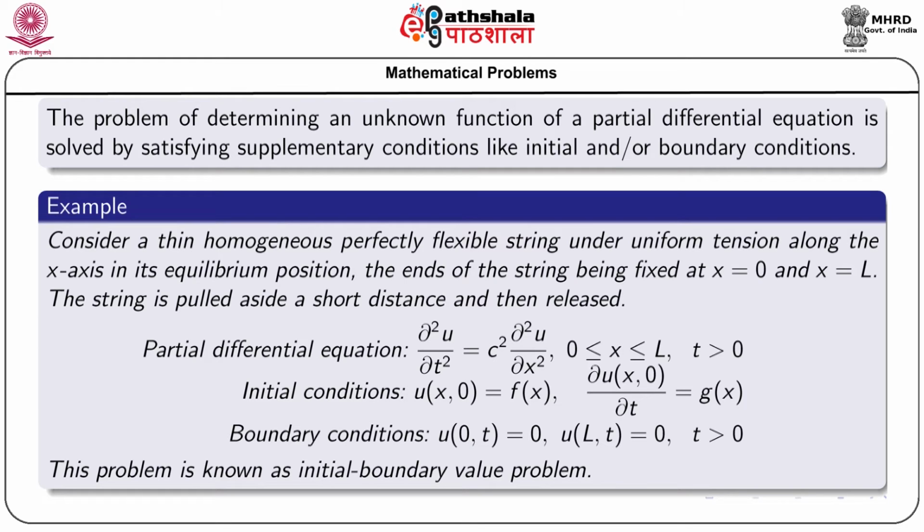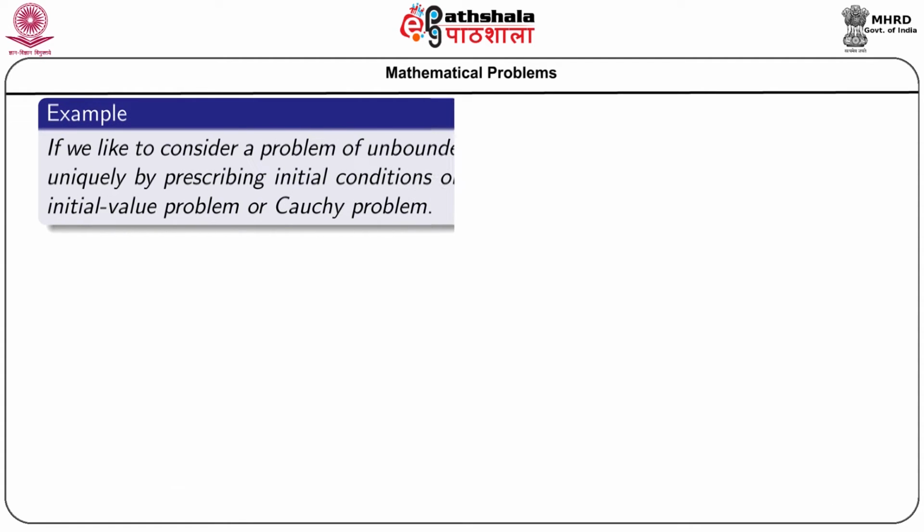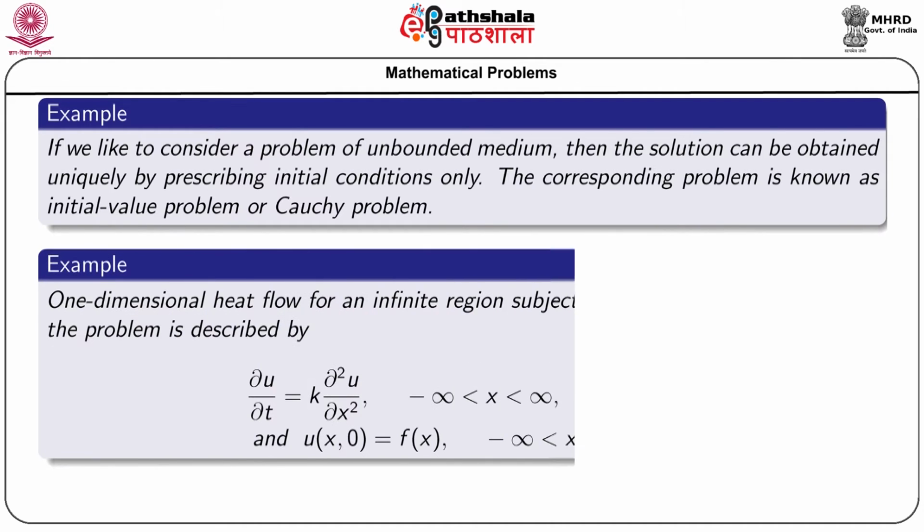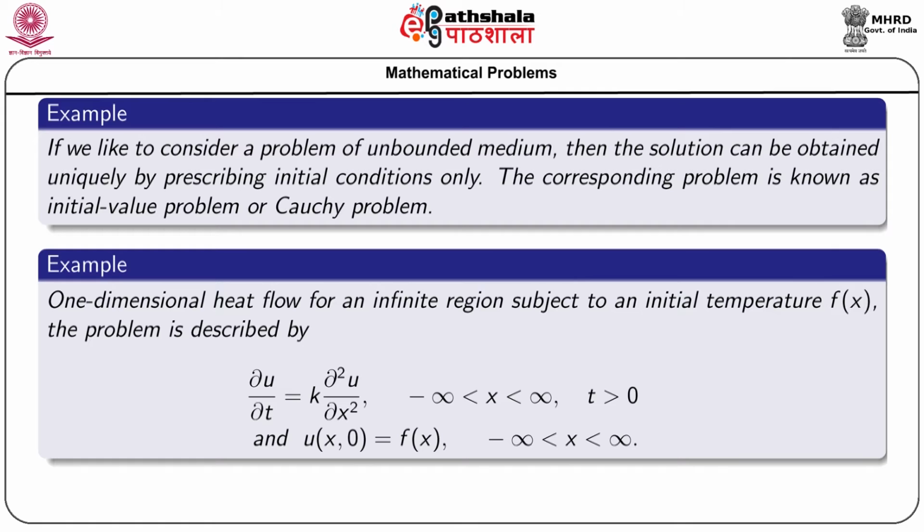So, the initial conditions and the boundary conditions are the supplementary conditions. We have to solve the partial differential equation together with these two conditions. Now, if the problem is in an unbounded medium, then we cannot define any boundary conditions, and the equation is to be solved together with the initial condition. That type of problem is called an initial value problem or Cauchy problem.